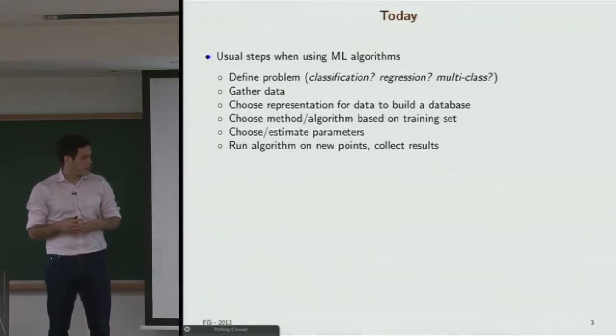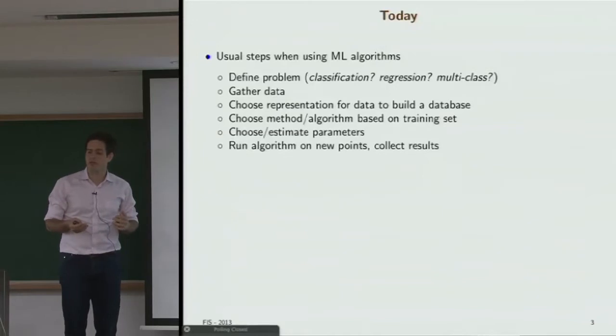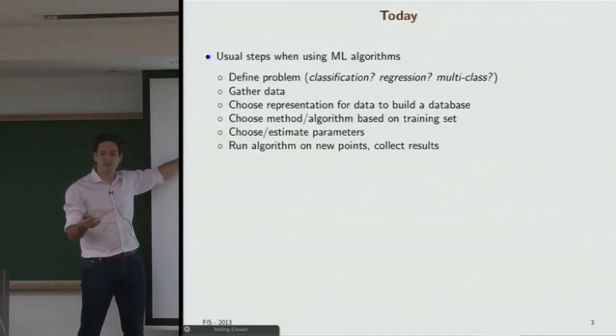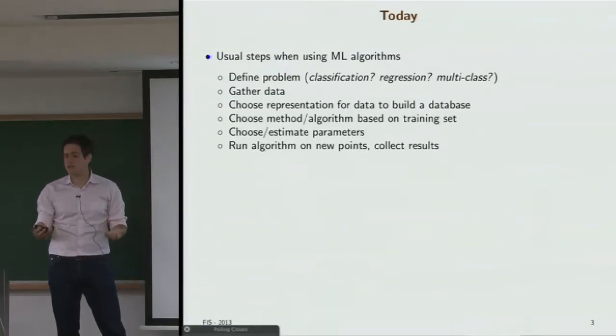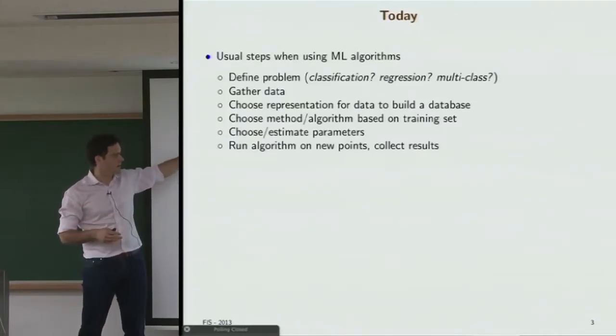And let me briefly define the standard timeline when you have to address a machine learning problem, when you have to use an algorithm. Probably you would have to define the problem itself. Do you want to classify objects? Do you want to regress them? Do you have a multi-class problem? Typically this is a problem that's given to you by a scientist, a social scientist, a company, or an engineer. You will help define the problem better, then gather the data.